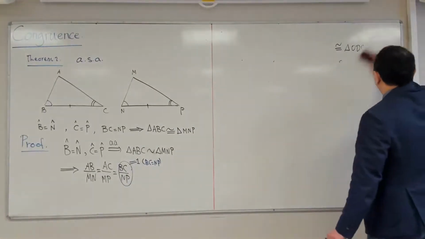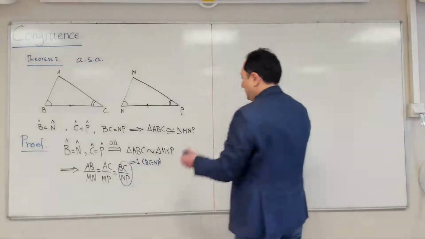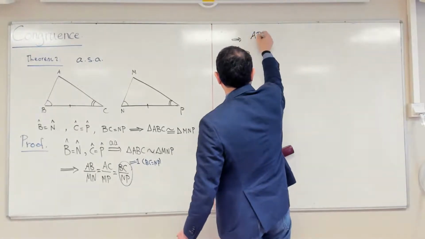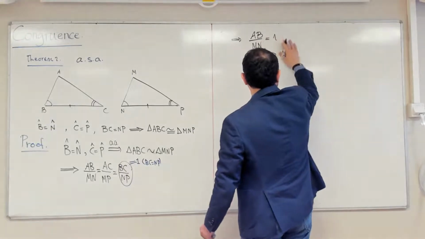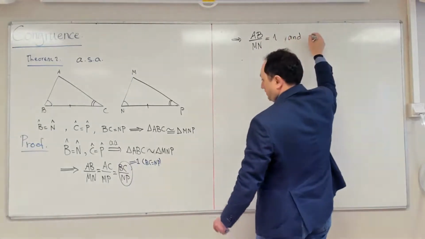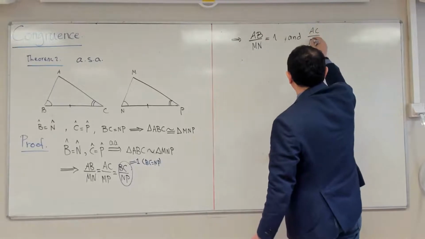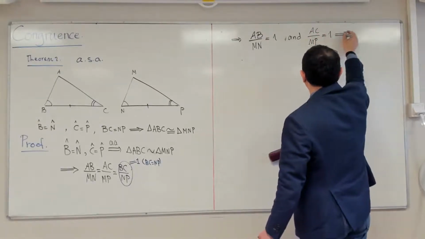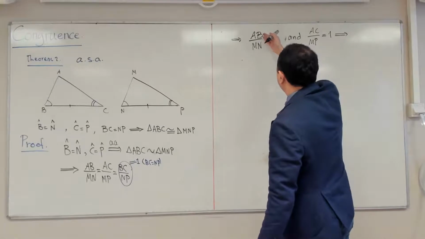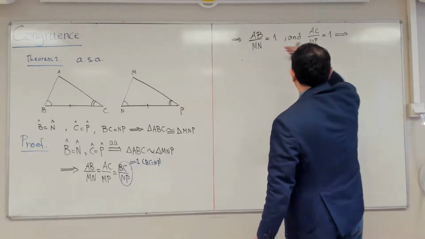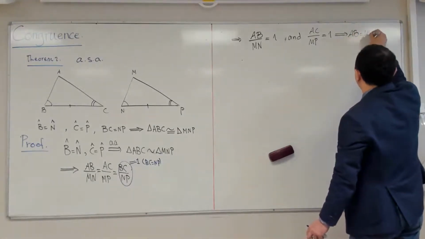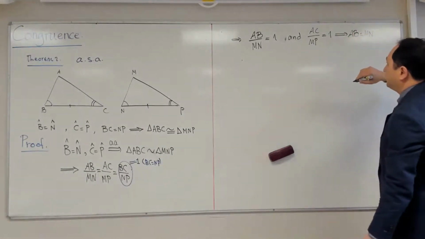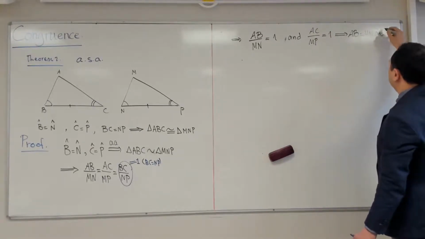This implies that the first fraction is equal to 1, and the second fraction, AC over MP, is equal to 1. But now, if someone tells you that I saw a fraction which is equal to 1, then what you can conclude? You can conclude the numerator and the denominator are equal. So AB is exactly equal to MN, and AC is exactly equal to MP.